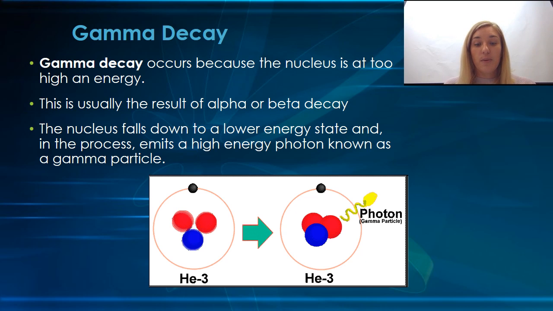So you can see here we've got a helium-3 nucleus and another helium-3 nucleus. And instead of being in a higher energy state, the nucleus falls back down to its regular or ground state. And that additional energy is lost as a gamma photon.